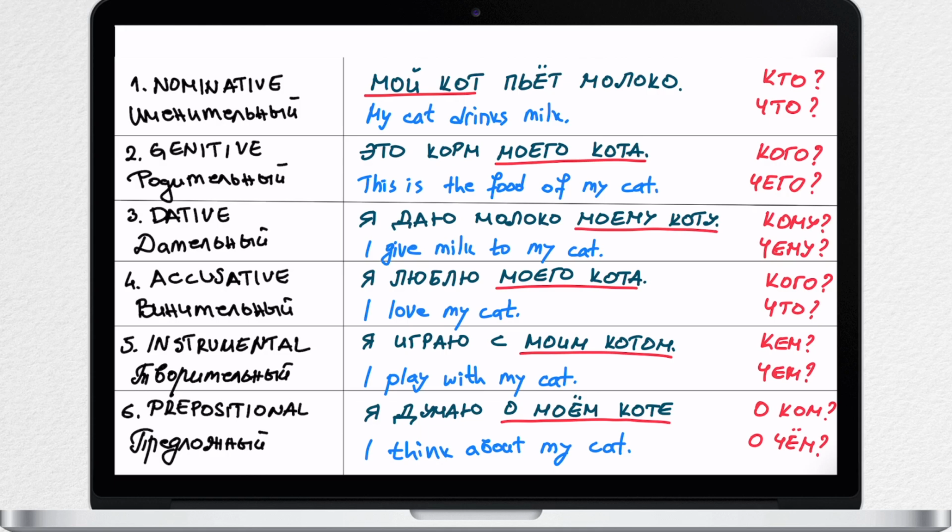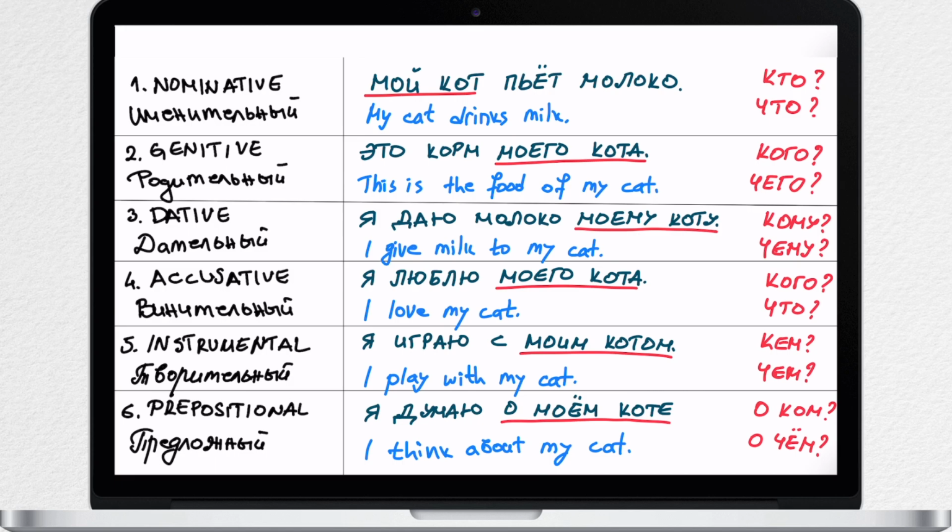Also, the prepositional case is used to express location, together with the prepositions в, in, or на, on. For example, стакан на столе. The glass is on the table. So whenever we want to talk about location in Russian, we need to use the prepositional case. Okay, that was a quick overview of the 6 Russian cases.